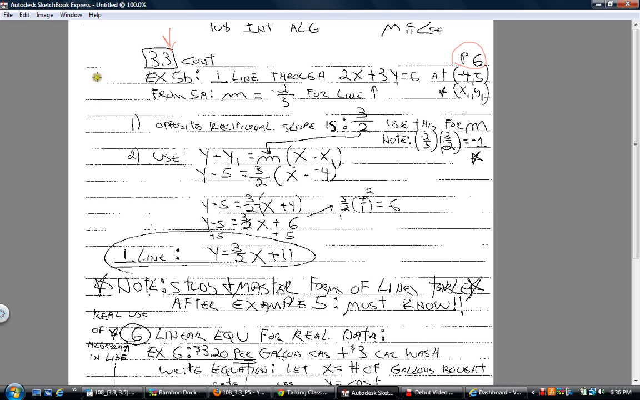Example 5b is similar to what we did in 5a, except this time they'd like for us to find the equation of a line that's perpendicular, and that's what that symbol means, perpendicular, which means 90 degrees, through the equation 2x plus 3y equals 6, through the line at the point -4, 5. Now what we need to remember is what is the perpendicular slope of a line. That's the opposite reciprocal. Now I said from example 5a we found from the previous example that the slope was -2/3.